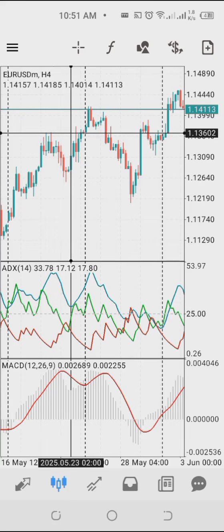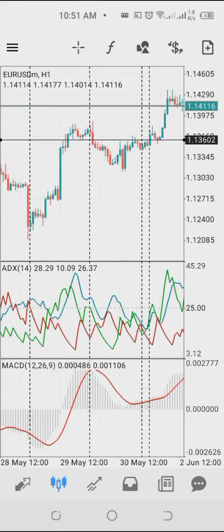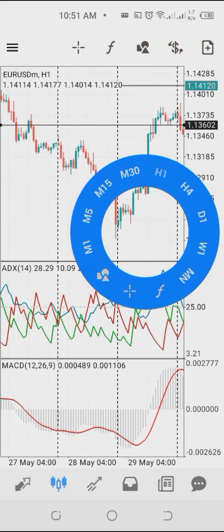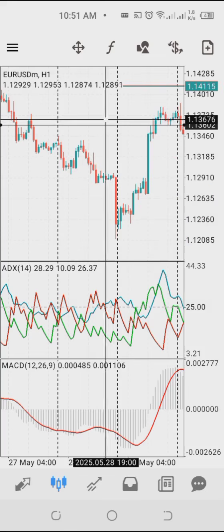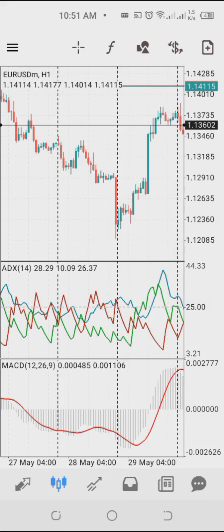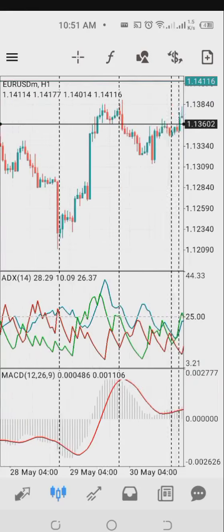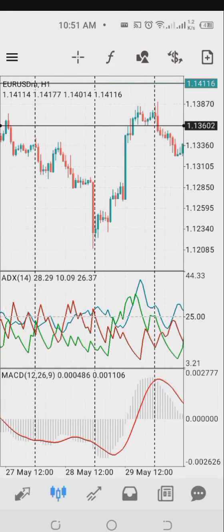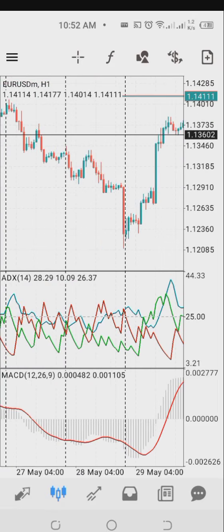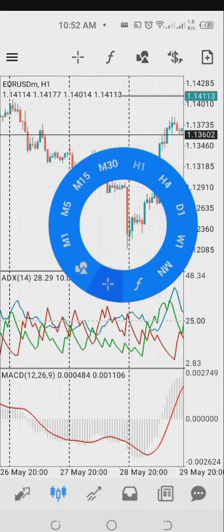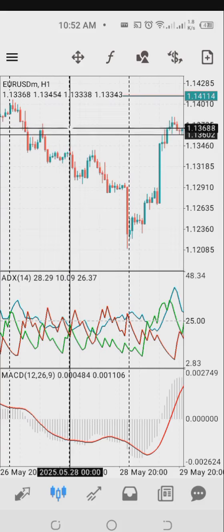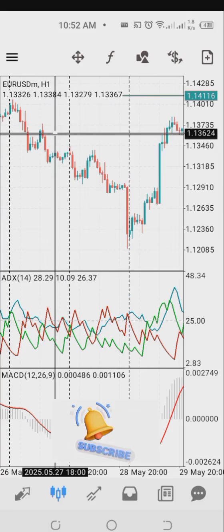Okay, so let me look at it from the H1 time frame. So you see it's still a lot of pips, guys. So this is where you're going to be targeting. You're going to be targeting this high, guys. Yes, that's a high you should be targeting. That is where you should take as your profit target.